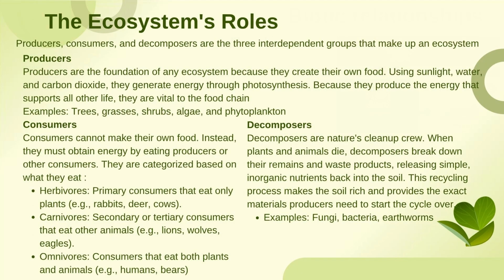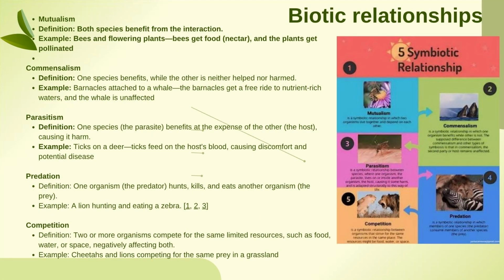We have certain relationships in this biotic community. So first one is mutualism. Mutualism means both the species benefit from their interaction. Example, bee and flowering plants. So the bee gets the food, the nectar, and the plant gets pollinated. So both of them are benefited. This is called mutualism.